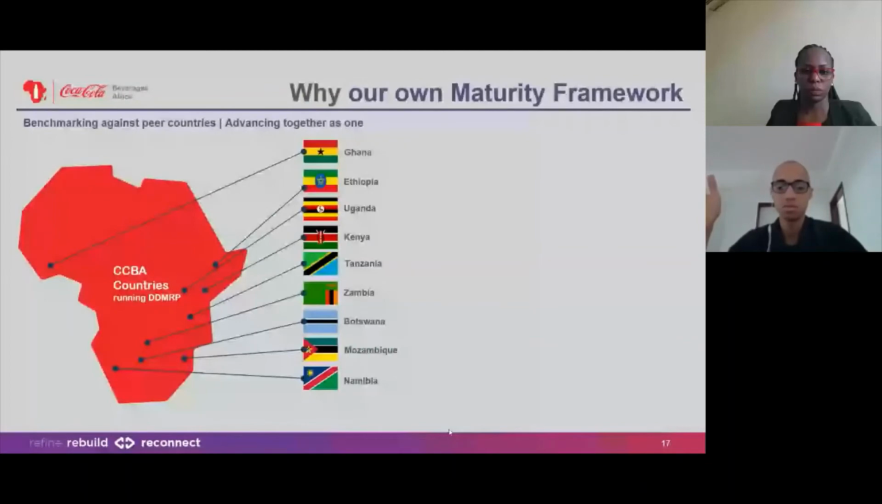So really, what do we want? We want to know where we stand, right? Every single country. And this is an internal thing. We need to understand where we stand so we can move together, right, and advance.